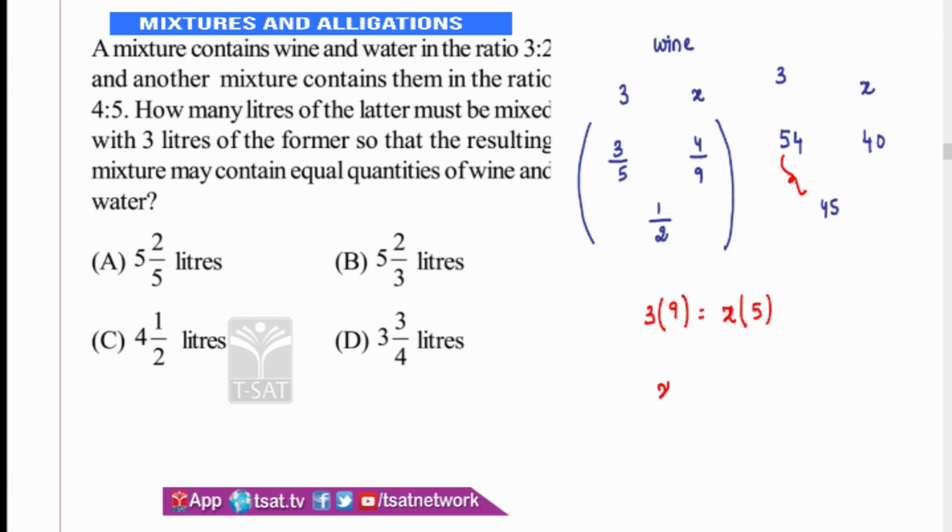So the latter is how many liters? You can say 27 by 5. That's 5 2 by 5 liters. So how many liters of the latter must be added? 5 2 by 5 liters of the latter must be added.